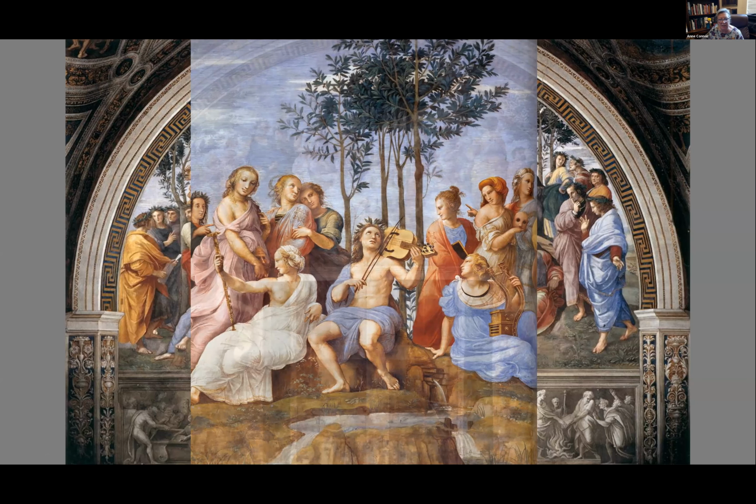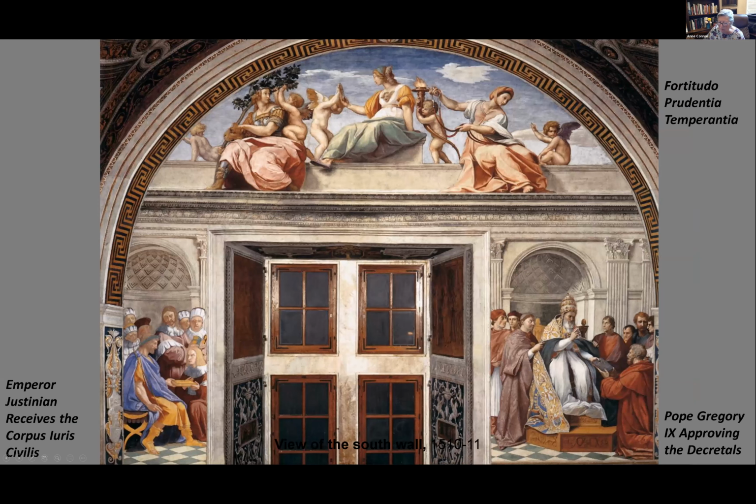And then finally, in the last panel, we have the Emperor Justinian receiving the Corpus Juris Civilis here on the left, Pope Gregory IX approving the decretals on the right, and then on top you have Fortitudo, Prudentia, and Temperantia. These are the virtues of justice, by the way. And this wall was mostly painted by a workshop.